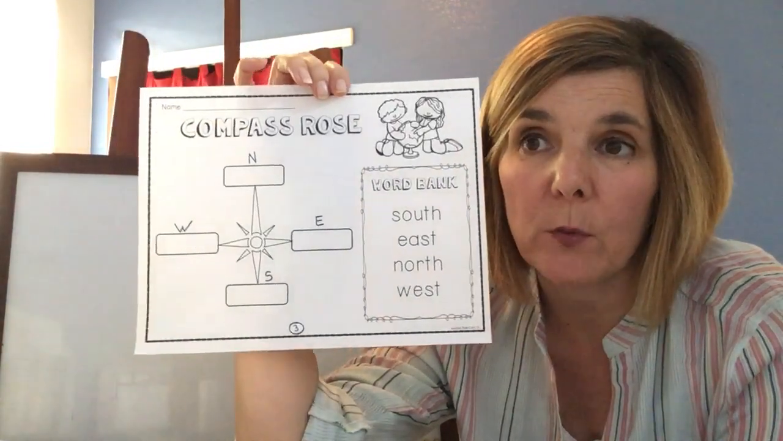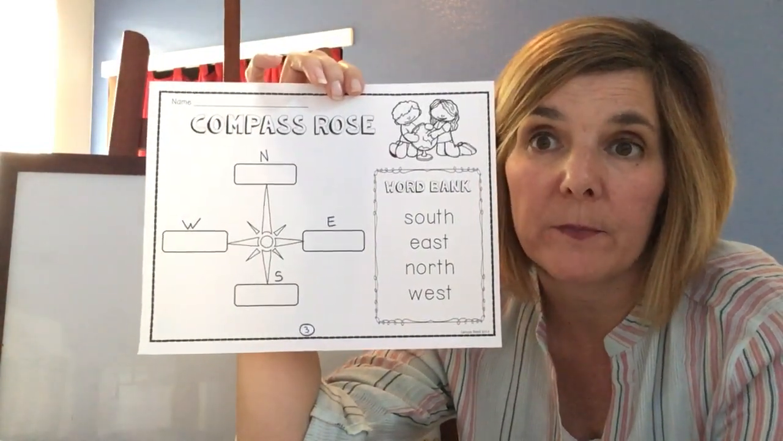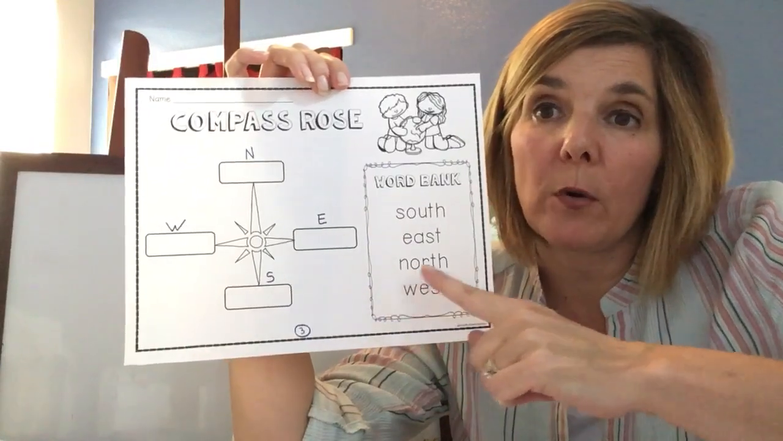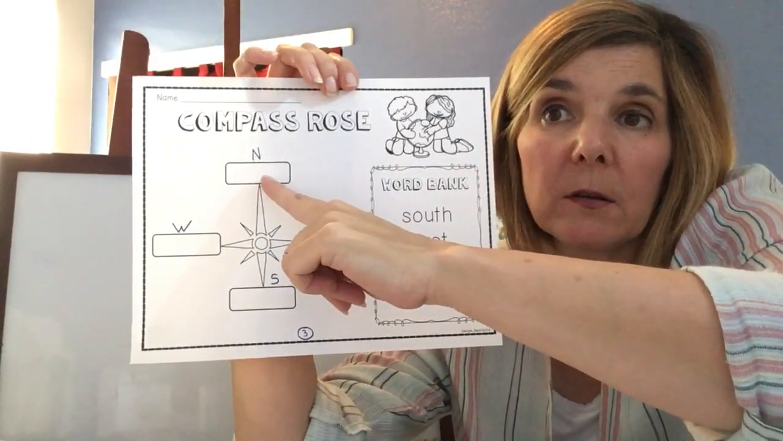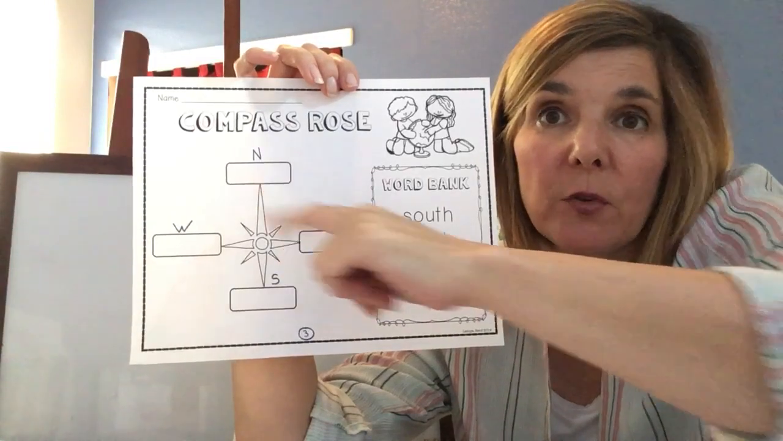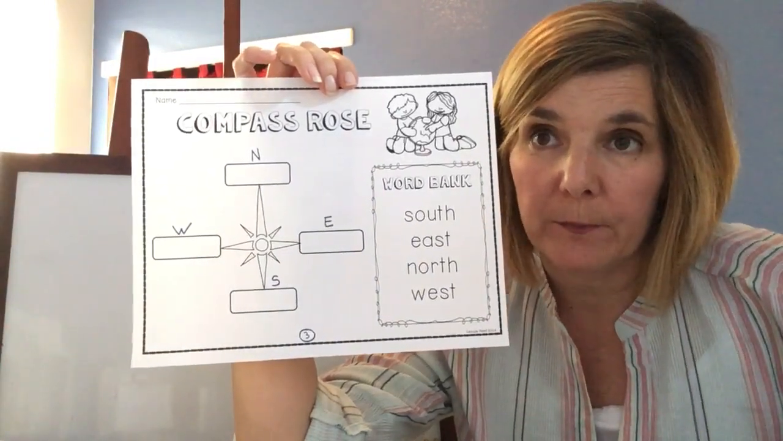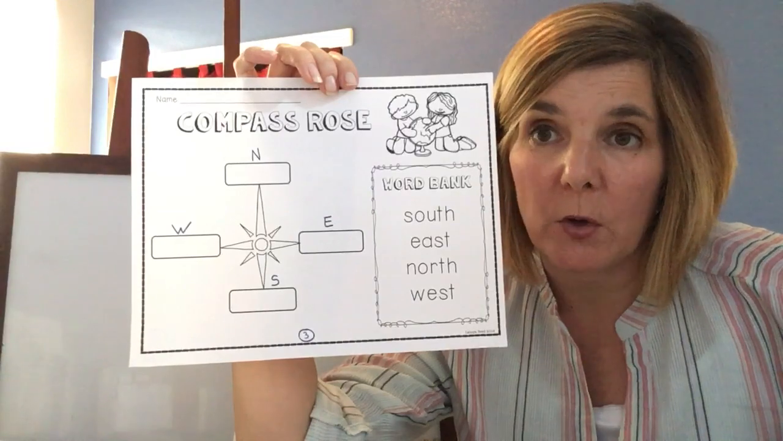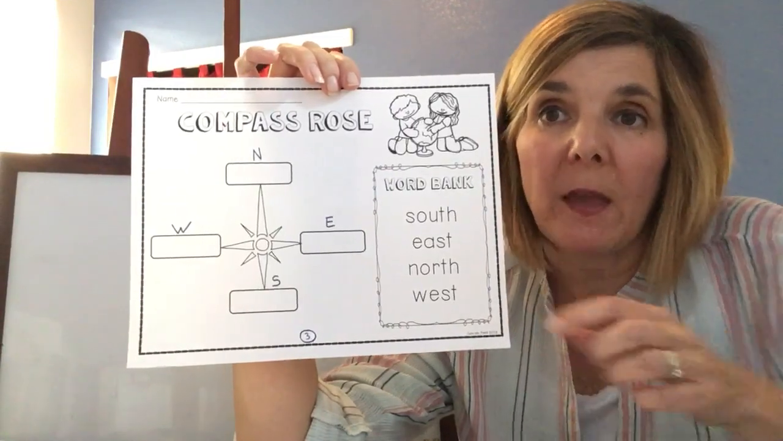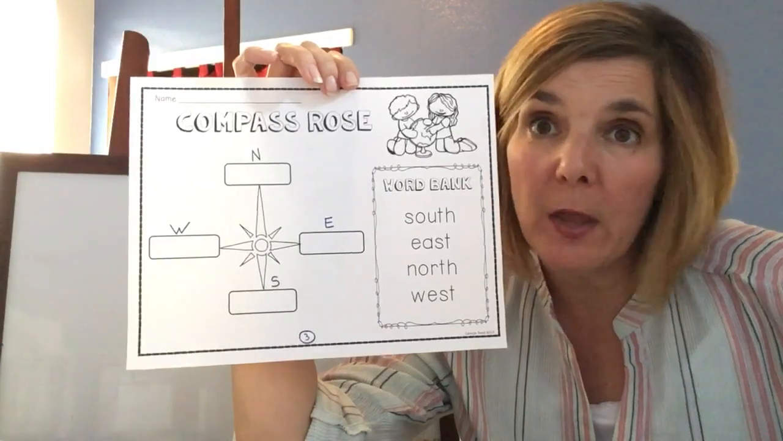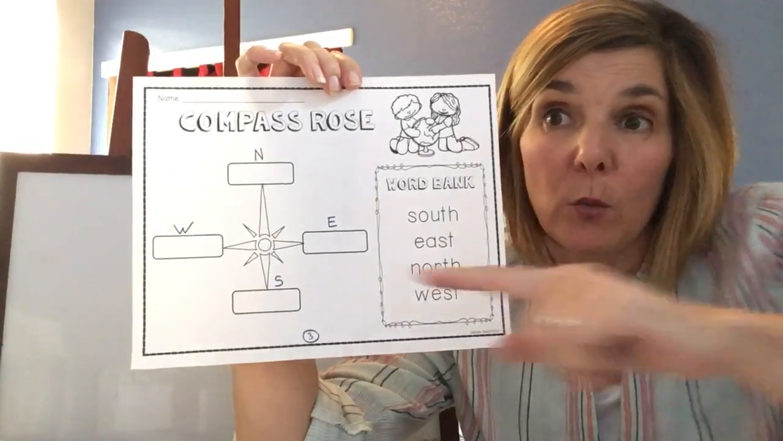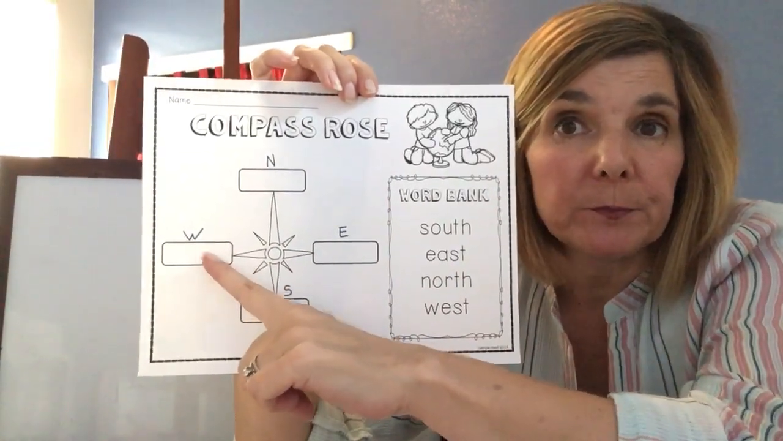The next word in the word bank is north. North. And you place it in the box under the N for north. This is our compass rose. And the last word in the word bank is west. You should only have one box left, and it's the one under the W.